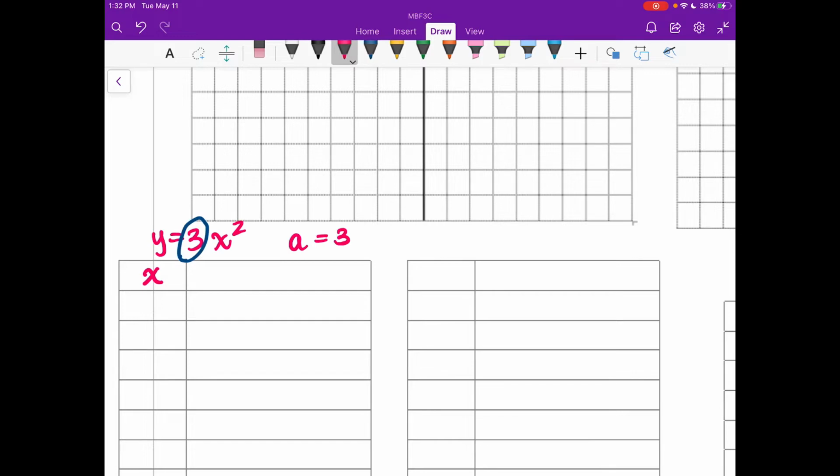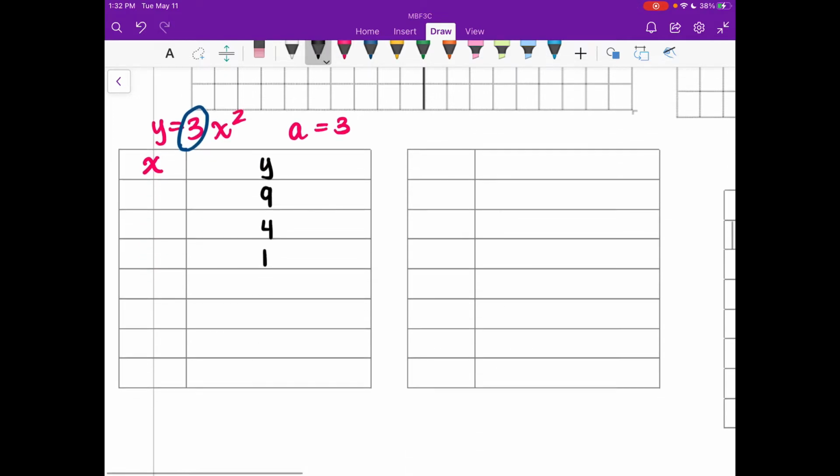y's, I am going to take whatever my y's were from my base function, right? I always write them in because I find this easier to do. So I just go in and write my base function numbers in. Negative 3, negative 2, negative 1, 0, 1, 2, 3, right? And I'm going to take all of these y's and multiply them by 3, which is my a value. So I'm going to do 3 times 9, and always keep them in brackets.